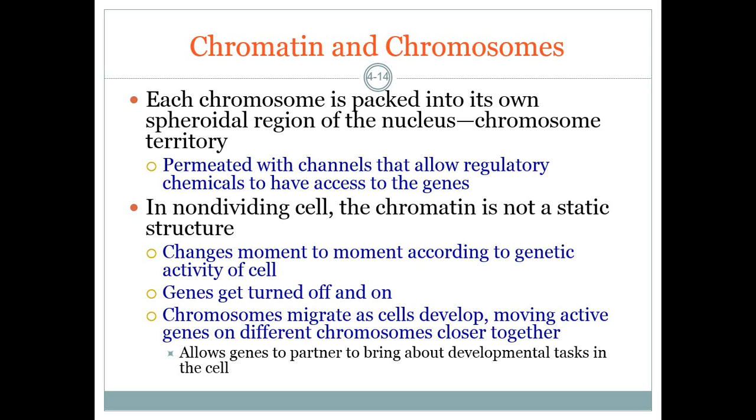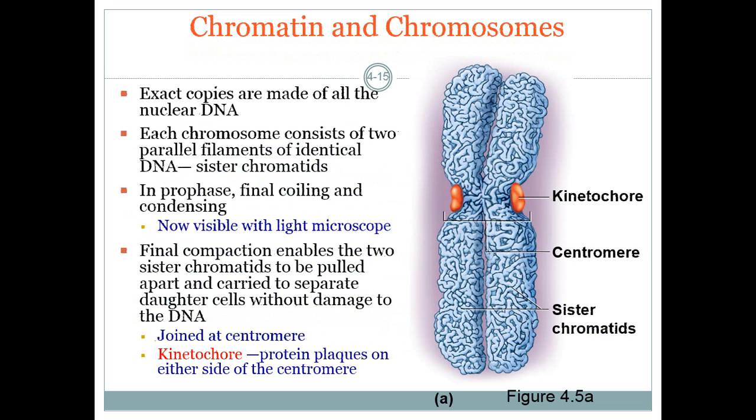Each chromatid is joined at a centromere. So here are our sister chromatids. This area here is considered to be our centromere. Okay. Now we have our kinetochore, and those are protein plaques on either side of the chromatin at the centromere. Sorry.